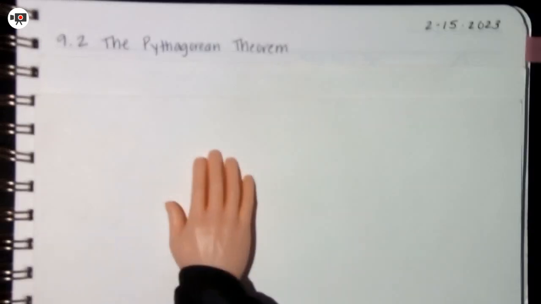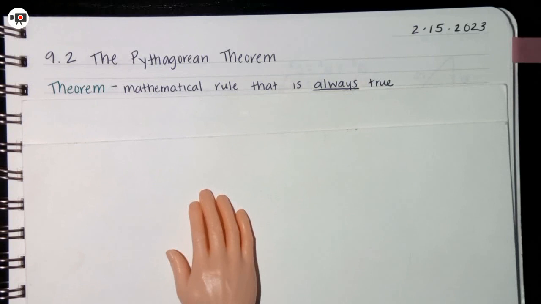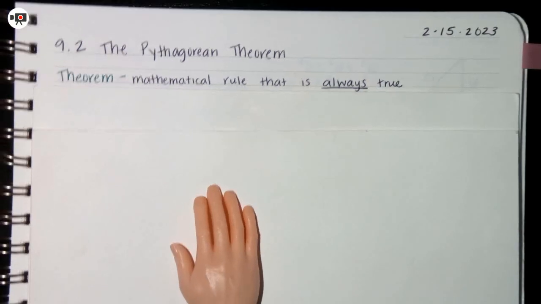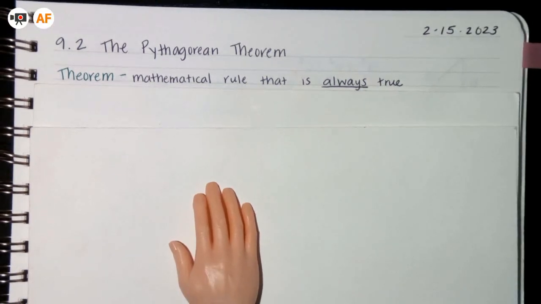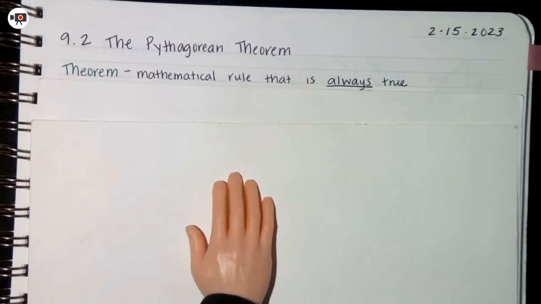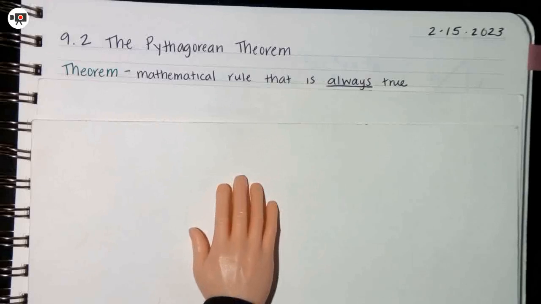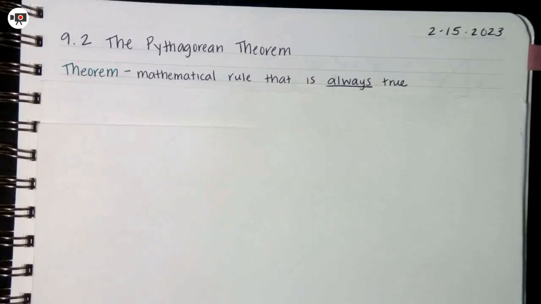This is 9.2, the Pythagorean Theorem. So, a theorem is a mathematical rule that is always true. No matter what numbers you use for the given situation, a theorem is always true. It's like a mathematical law.